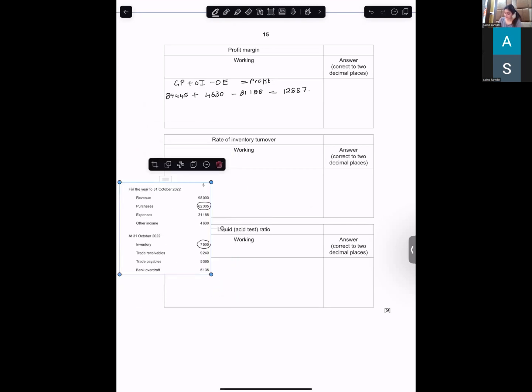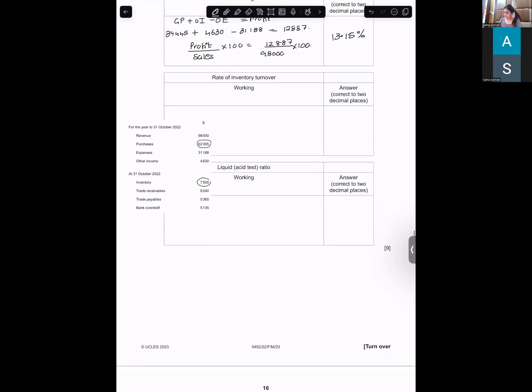So what will be the ratio? It will be 12,887 divided by sales, which is 98,000, into 100, as a percentage. The answer is 13.15.